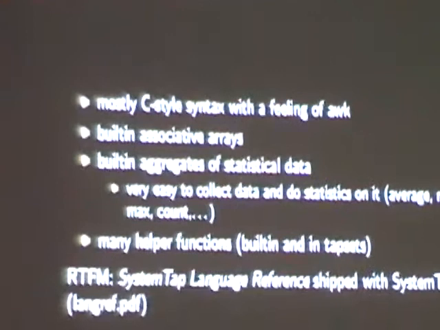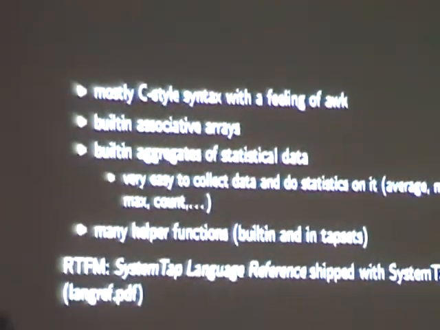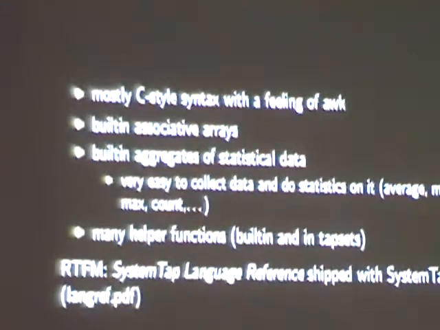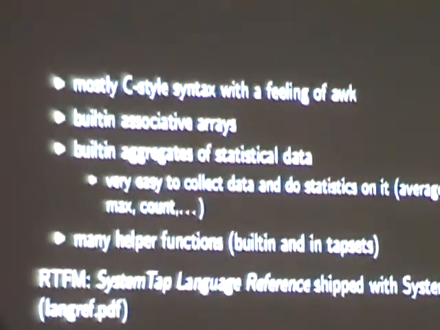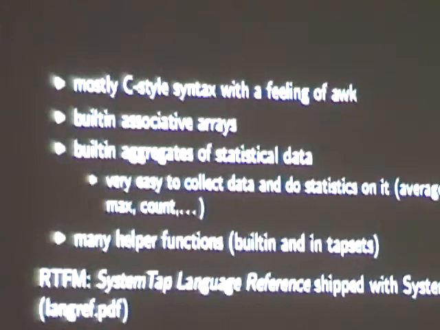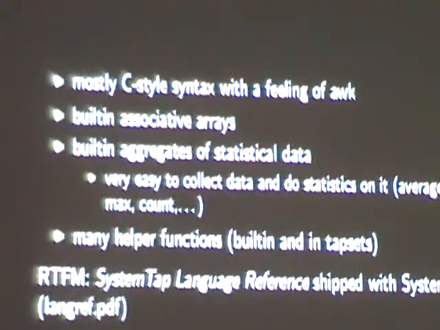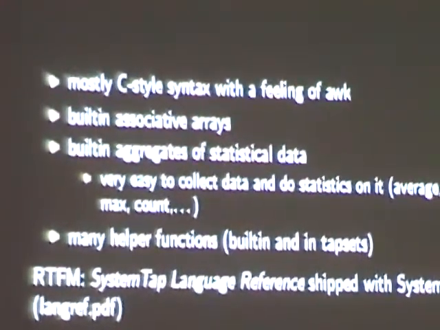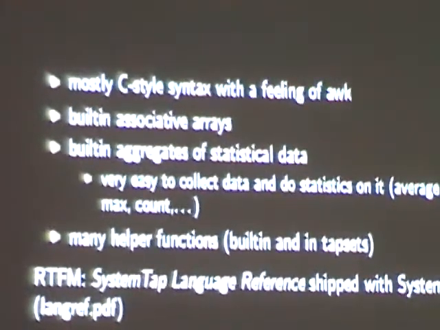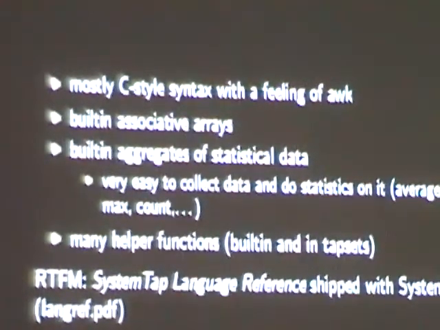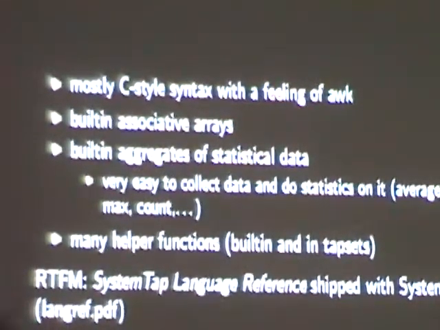The Systemtap programming language is kind of C, kind of AWK, because obviously we're executing actions whenever we are hitting something, that's pretty AWK style. There are many facilities built in. I'm not going to go too much into detail in this presentation about that, but you have associated arrays, you have aggregates of statistical data that's pretty useful if you do profiling, but we are not talking about that today. And there are many helper functions, both built in within the language and available as libraries, that's called tapsets. That's really Systemtap scripts that are reusable for programming. But if you want the full details, go read the manual.